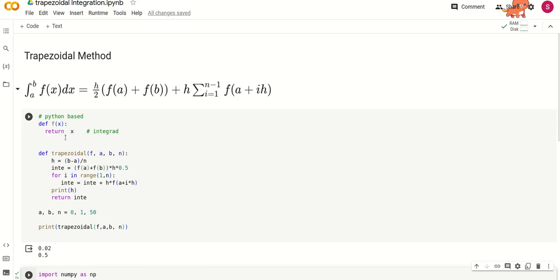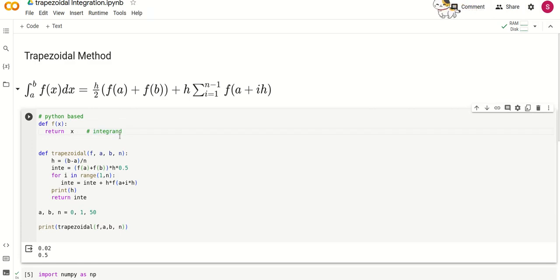So I am defining some integrand. Here I take a very simple integrand, f(x) equals x. So define a function f(x) which returns x, which is the integrand. Now we define a function trapezoidal method, trapezoidal, which requires f, one limit, another limit, and the number of segments. Now we calculate the segment width, h equals b minus a divided by n.